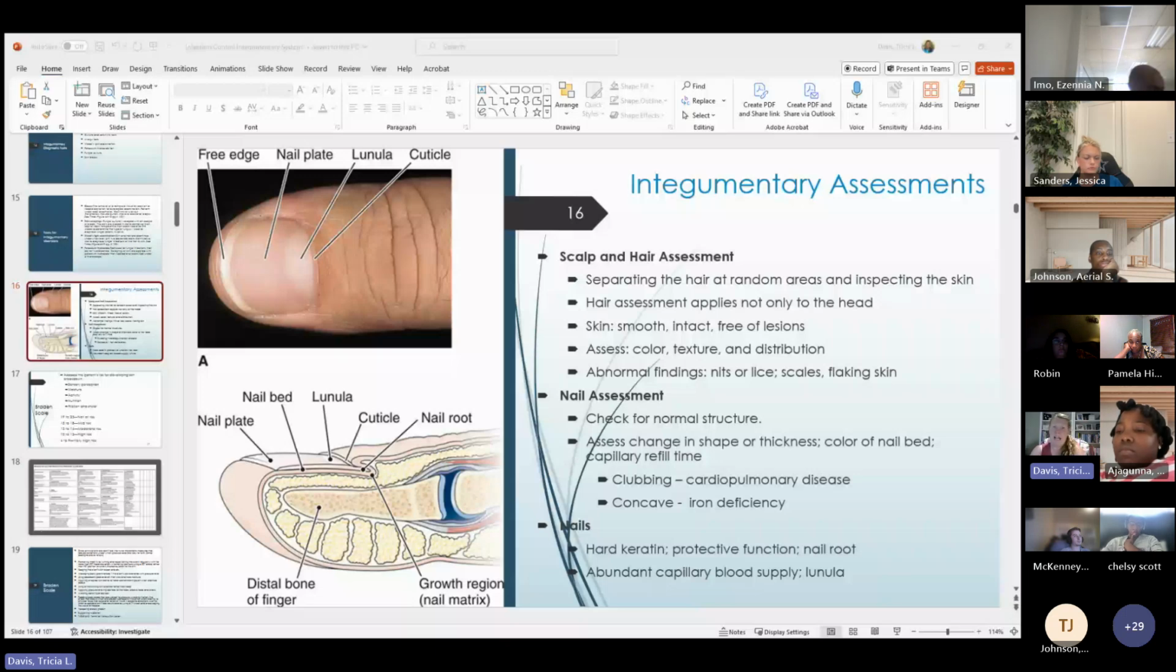Hair assessments do not just have to be contained to the head. We talked about all the different areas on the body where we have hair. Any of those areas that grow hair could have issues, so you might have to do an assessment in those areas as well.